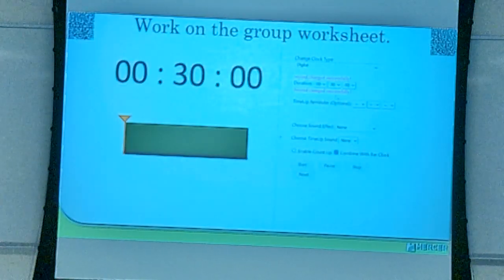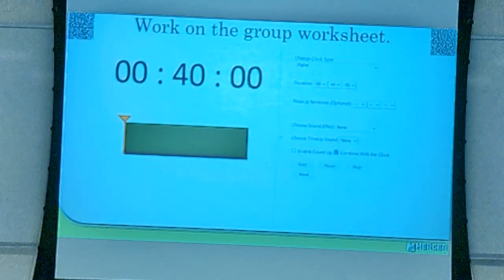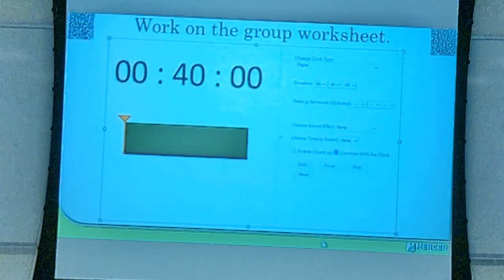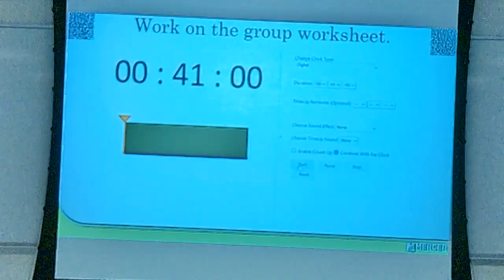So I'm going to change this first because you're going to have more than 30 minutes. We're going to do it right now. So I'm going to set this to 40. Apply, set it to 41. You have 41 minutes. Wait for the time to change. This feels like the longest 1 minute when you're waiting. There it goes.